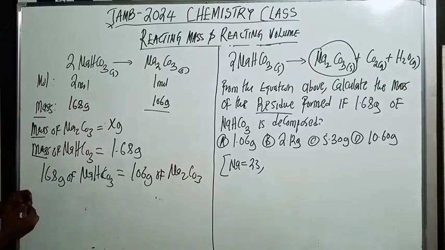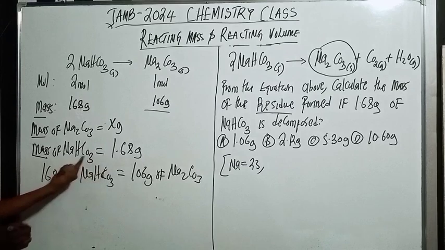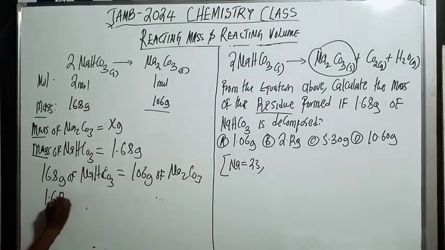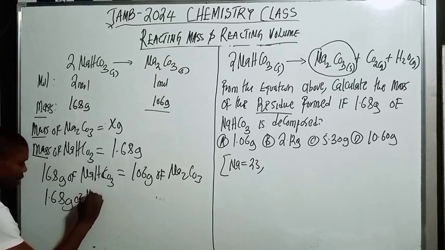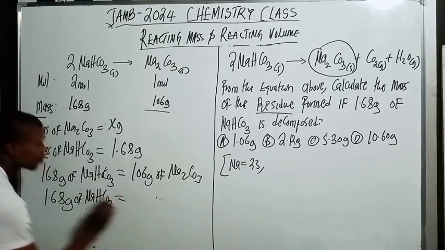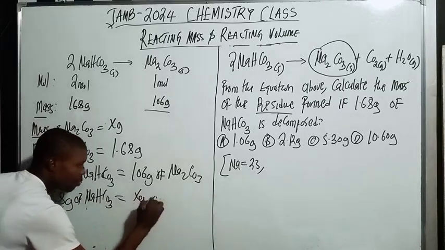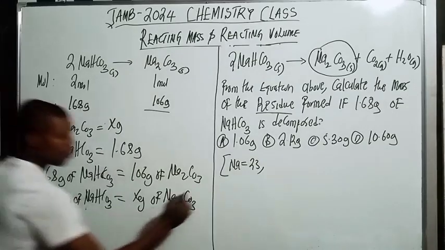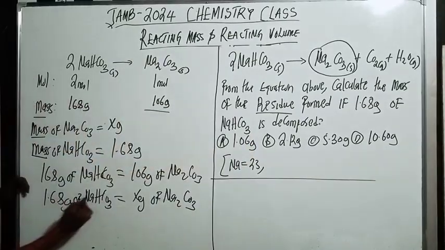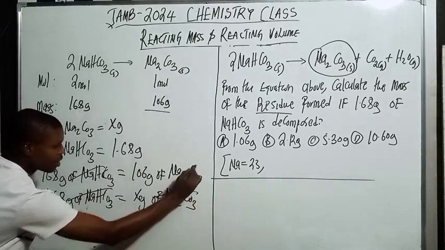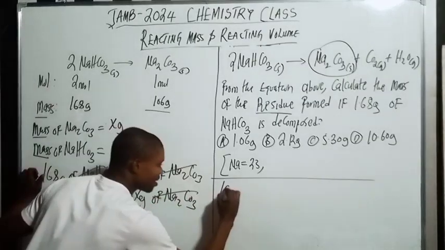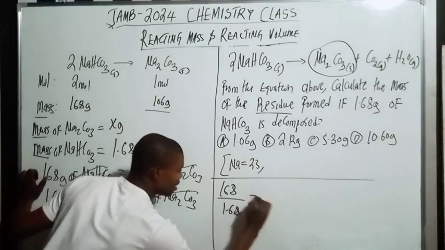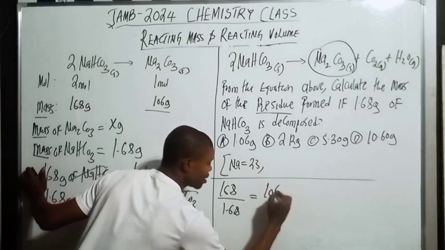Do you understand? So from here now, the mass of this one given to me is 1.68. So we have 1.68 gram of NaHCO3 equals to S gram of Na2CO3, right? So what I want to do here, I will come over to this place. So this will cancel this guy here, and this will cancel this guy here. So what I have left is 168 over 1.68 equals to 106 x.